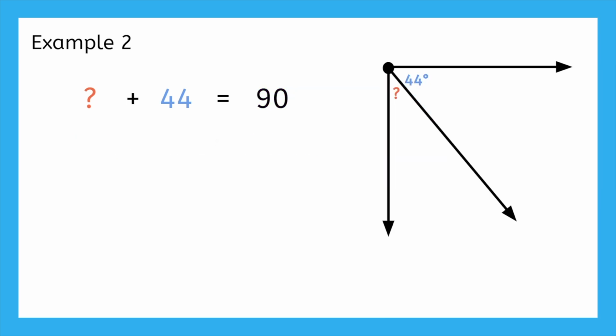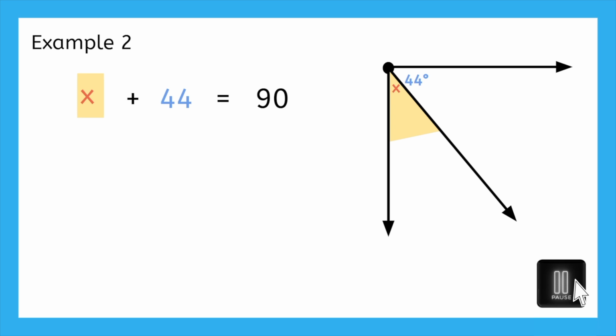The missing angle, or missing part, is an unknown number here. Didn't we learn that we can represent unknown numbers with variables? What if we replaced the question mark with a variable? This is the perfect situation for writing and solving an equation. Pause the video to solve this equation.